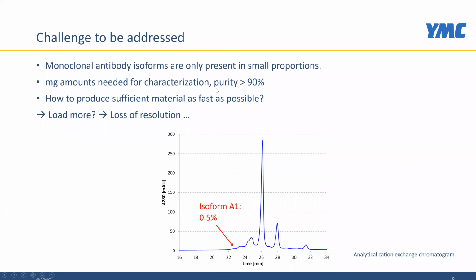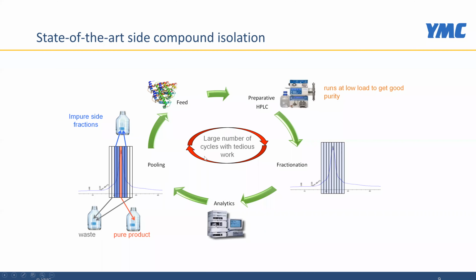Let's say we need to produce a couple of milligrams of this peak here. So how can we achieve this? By loading more on the analytical column? Probably not, because then we will lose resolution as the peaks are just growing and overlapping here. We don't get our compound pure enough. So in real life, the workflow looks like this.